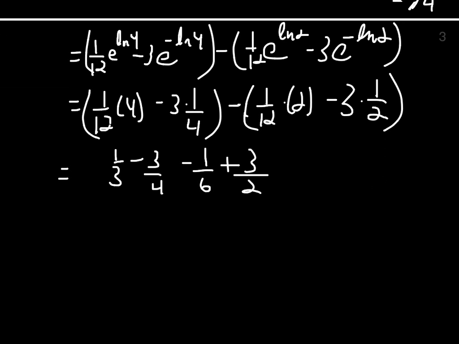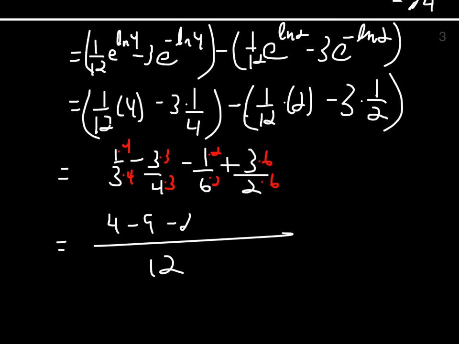Common denominator of 12, times by 4, 3, 2, and 6. 4 minus 9 minus 2 plus 18 all over 12. 22 take away 11 is 11. So the final answer then is 11/12.